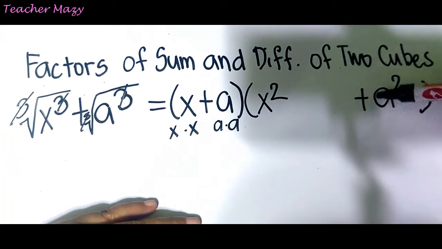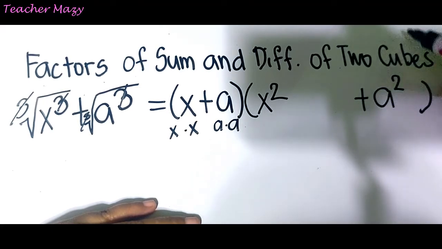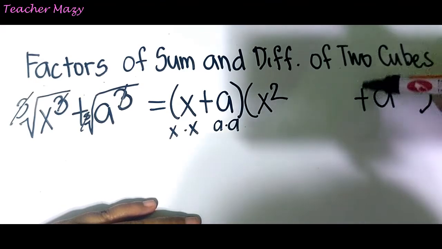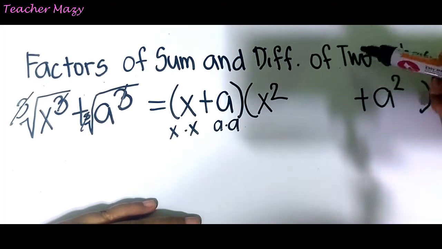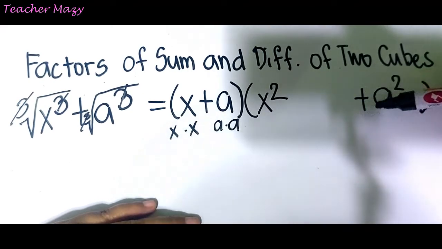So the operation for the last term is always positive, because if you multiply two negatives, that is equal to positive, and if you multiply two positives, that is equal to positive. So that means this is always addition or positive here.